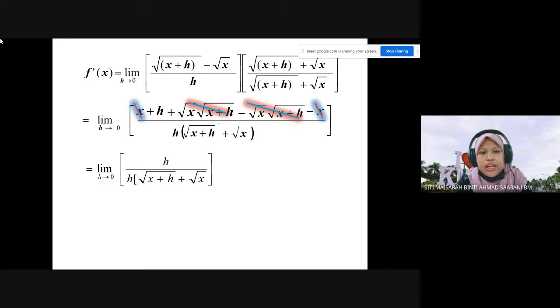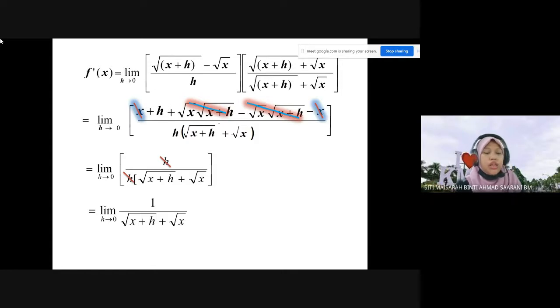Okay. And then sekarang kita boleh tak kita cancel out h tu? Dah boleh cancel out ke belum h tu? Boleh kan? Okay, so then kita boleh cancel h. And we get limit h approach 0, 1 over (√(x+h) plus √x). So sekarang ni h yang menjadi masalah kita tu, kita dah cancel je. Kita dah terminate je.